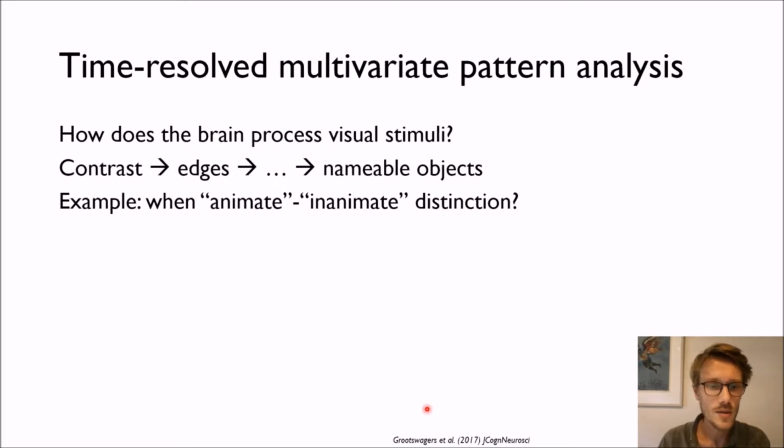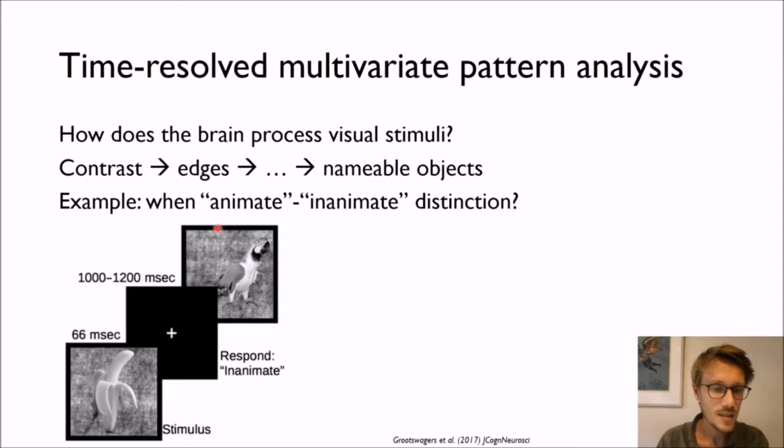So in this paper they also use an example study where the presentation of images was like this. They had a specific object presented very briefly, so it was flashed for 66 milliseconds, then followed by a blank screen in which the subject had to respond whether the image that you just saw was an animate or an inanimate object, and then the next image was shown.